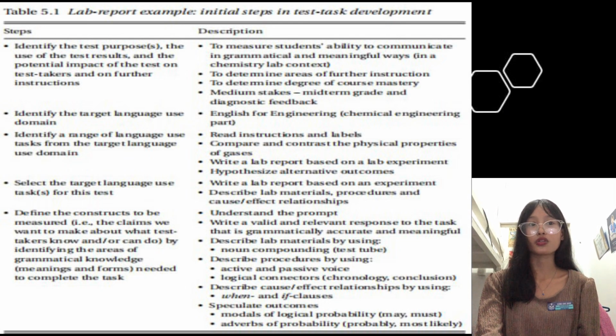As an example, it breaks down the process into four steps. First, defining the test purpose and the scope. So it involves clarifying the test objectives, measuring the student's ability to communicate grammatically in a chemistry lab context, and how the results will be used, such as determining areas for further instruction and the potential impact on the students' midterm grade or diagnostic feedback.